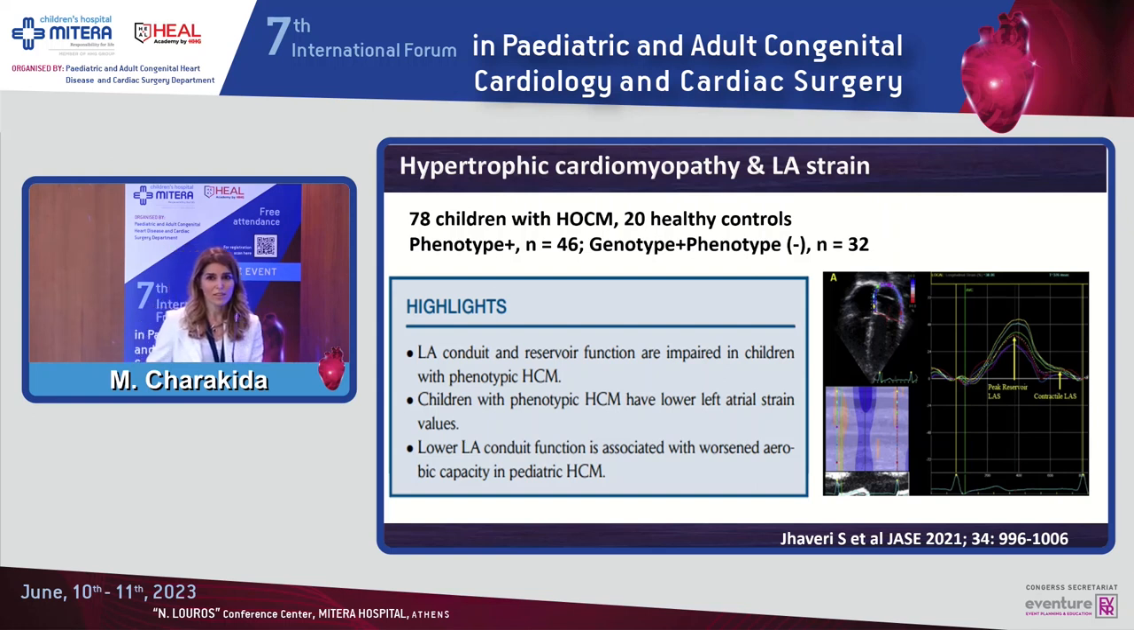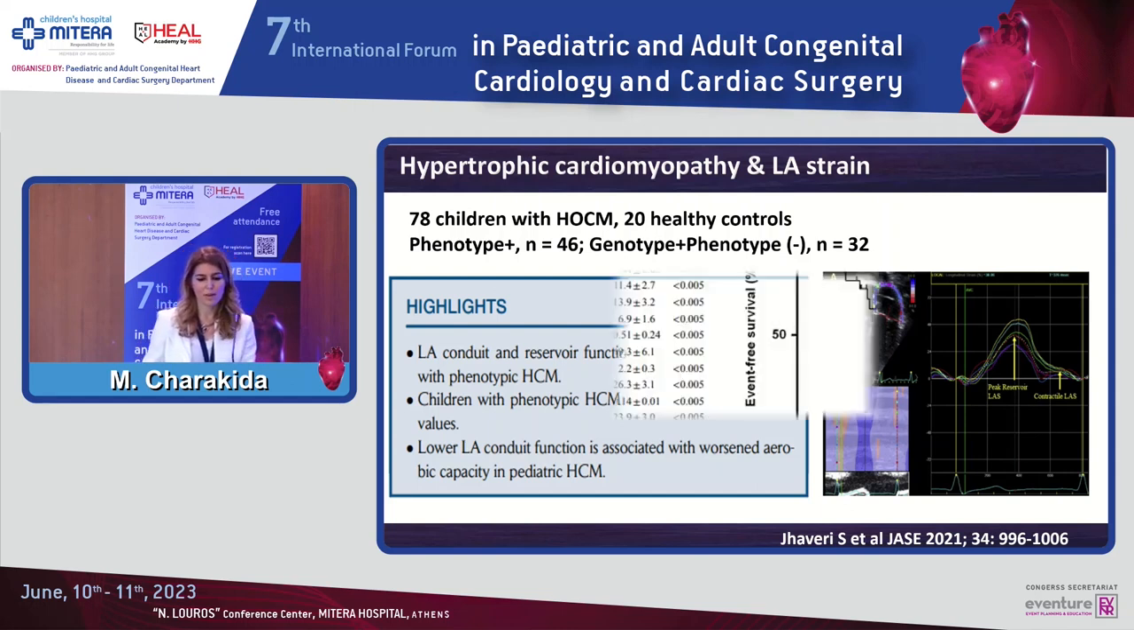It was interesting that this group was divided in two parts. The ones who had the positive phenotype have shown the HOCM phenotype, and the others, the 32, had confirmed diagnosis of hypertrophic cardiomyopathy on genotype, but no evidence of the disease as yet. So this study demonstrates that the issues with the functional properties and the left atrial strain can be seen only in the patients who had expressed the phenotype and not the genotypic one. And lower left atrial conduit function was associated with worse exercise capacity in the pediatric population.